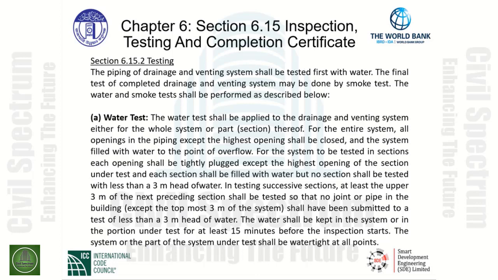In testing successive sections, at least the upper 3 meters of the next preceding section shall be tested so that no joint or pipe in the building shall have been submitted to a test of less than 3 meters head of water. The water shall be kept in the system or in the portion of the system under test for at least 15 minutes before the inspection starts. The system or part of the system under test shall be watertight at all points.